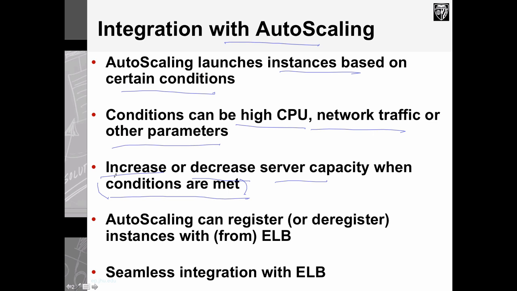Once the instances are increased, autoscaling can then register those new instances with the load balancers. And if there is a scale down activity, when your CPU goes, let's say, below 10% or 20%, and you don't need that excess capacity, autoscaling will terminate those excess instances. At that time, it can also deregister those instances from the ELB, so that the ELB does not try to send traffic to instances that are gone. So this is seamless integration with ELB. You can use both of them together.